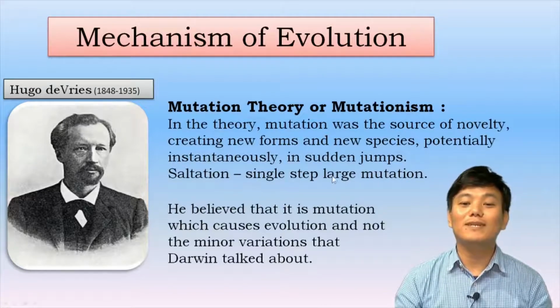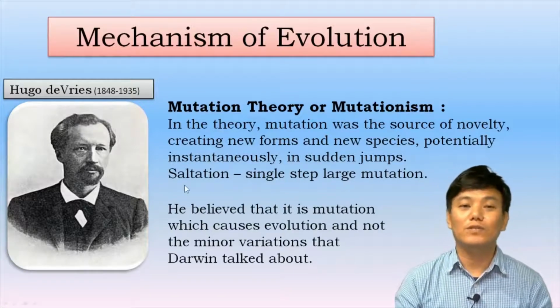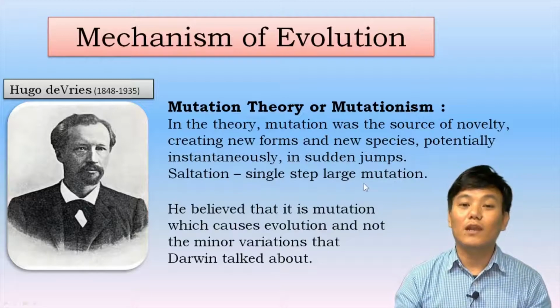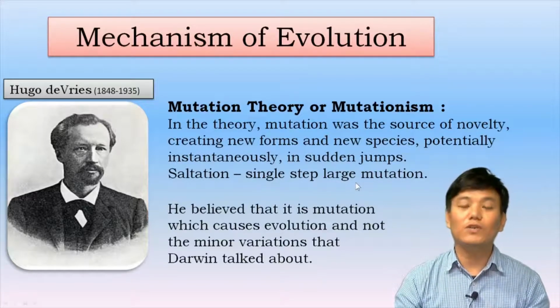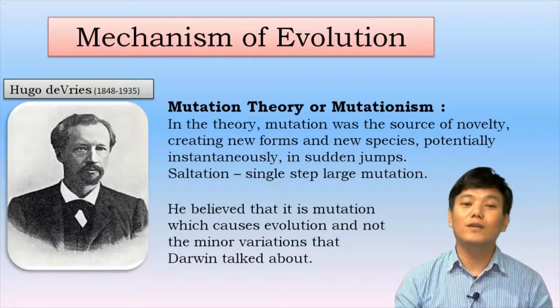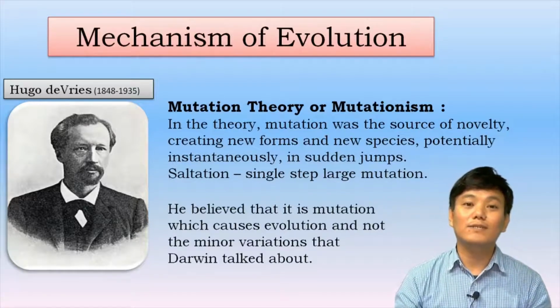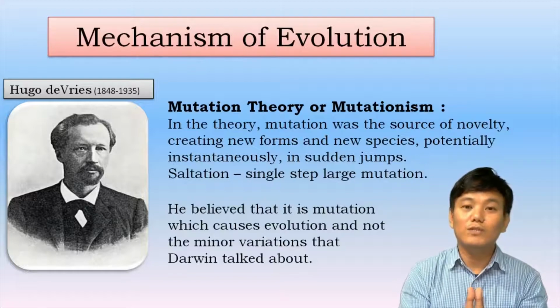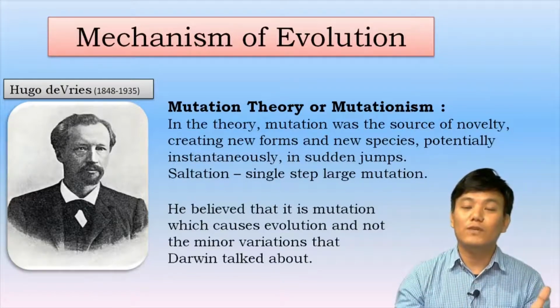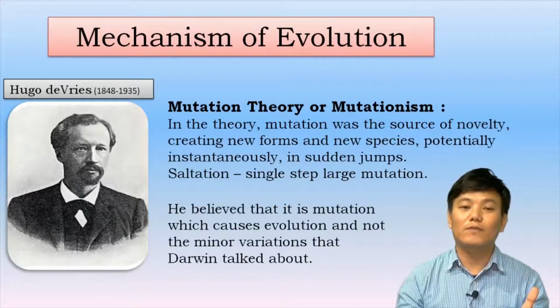Saltation means single step large mutation. Large mutations can lead to the formation of new species instantaneously, in a very short time frame. Darwin said that for new species to arise, it will take millions of years depending upon the lifespan of the organism.